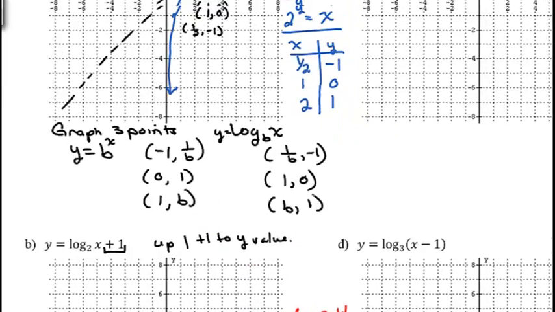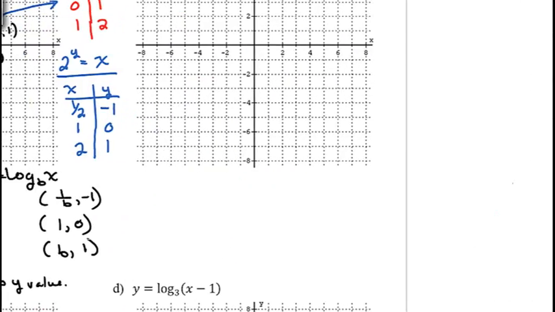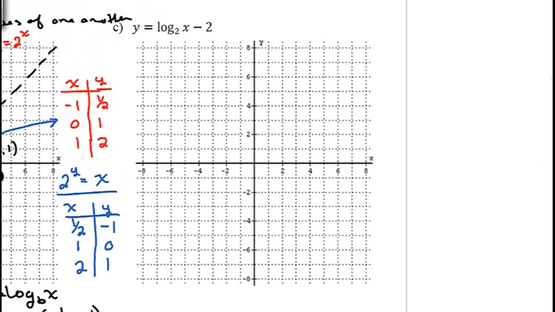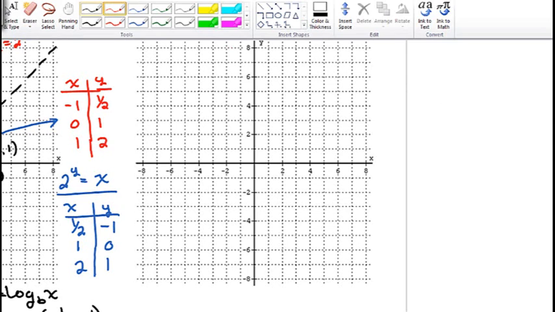Oops, we need to go hit the graphs up over here first. So our next one is y equals log base 2 of x, but now it's minus 2. So what this minus 2 is doing to your graph is shifting it down 2. And so you can start with your base points. That's what I would always do anyways.